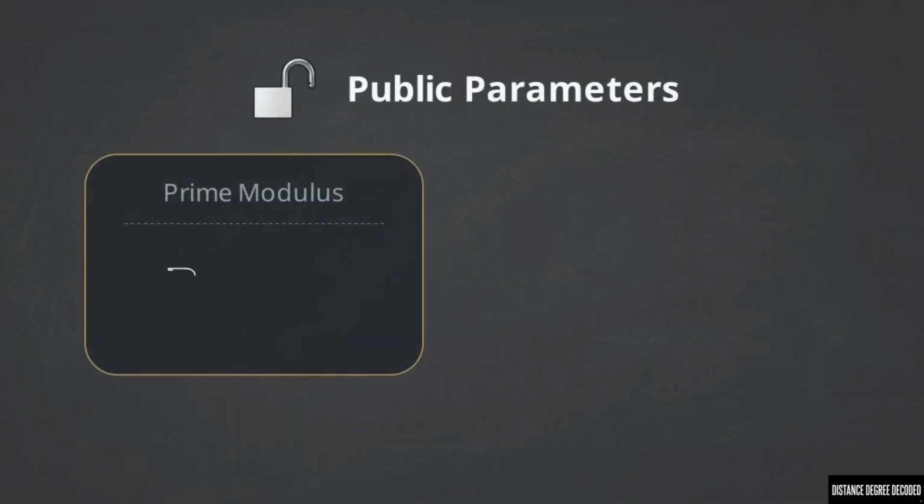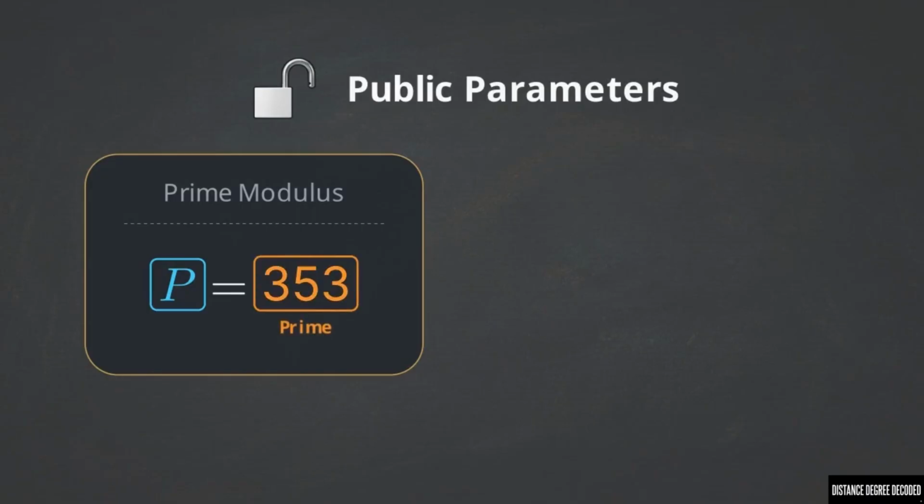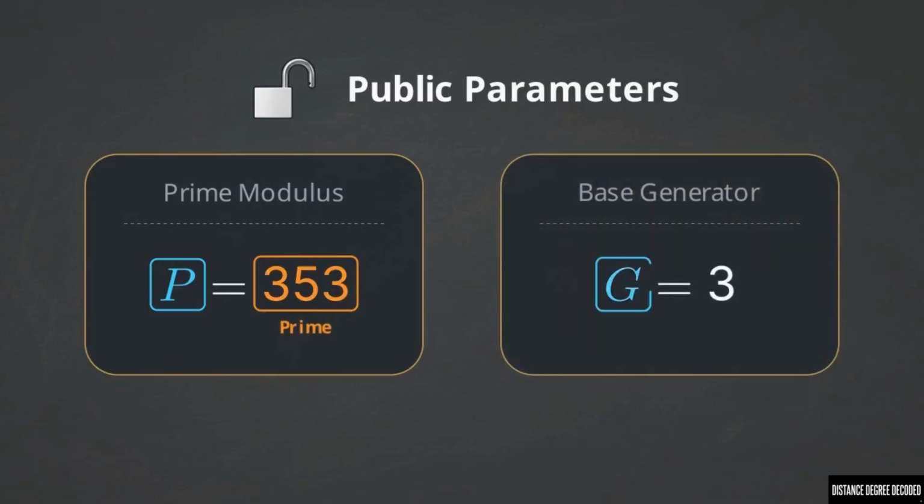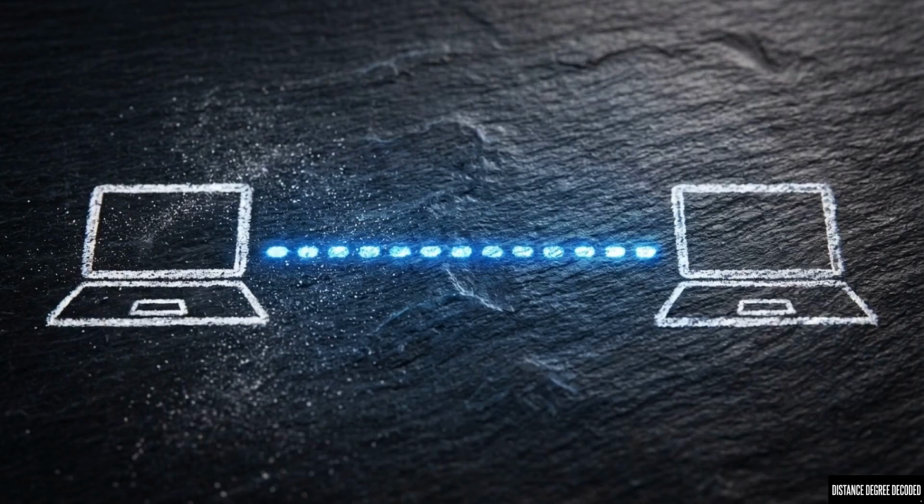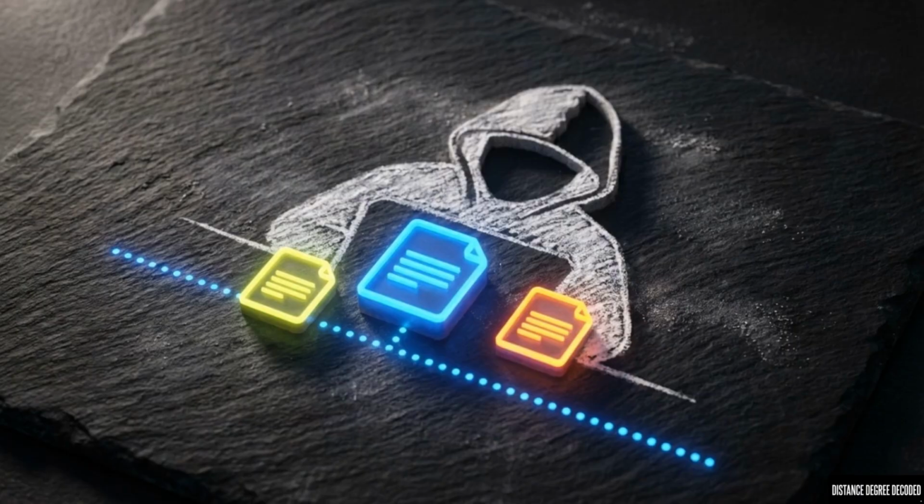This diagram shows a prime number, which we'll call p, set to 353, and a base generator g set to 3. Because these numbers are public, they are sent across the network in the clear. An eavesdropper watching the connection has the exact same starting variables as our two users.